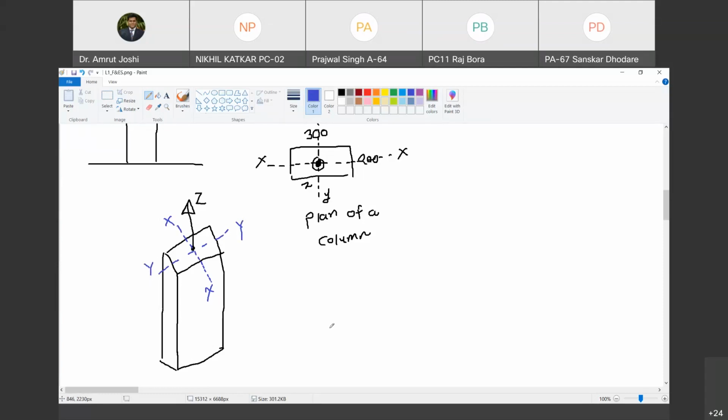Now imagine that whenever an earthquake occurs, it never occurs parallel to a particular face of a building. ऐसे हो ही नहीं सकता. Earthquake के हमेशा दो components रहेंगे. One along a face of a building. So let us say that this is the plan of a building, and this column lies at this location. So I will name this column as C1. Are you with me?